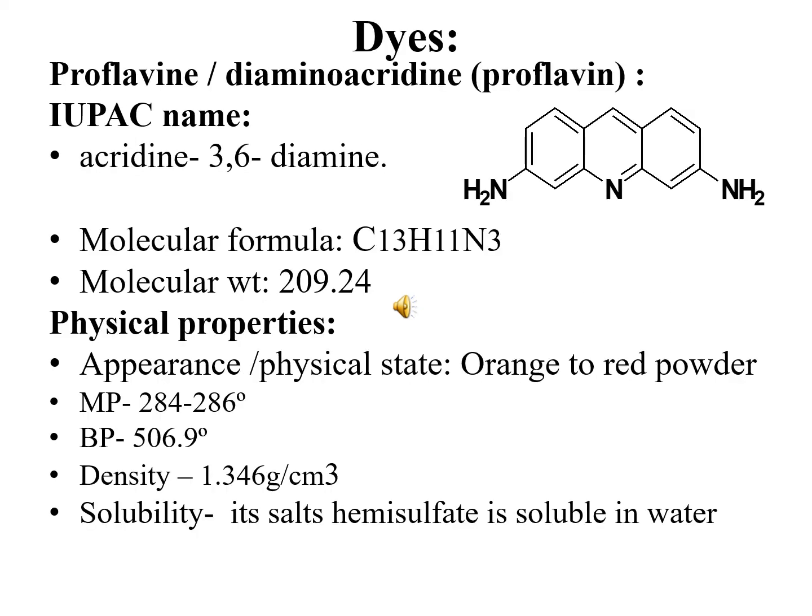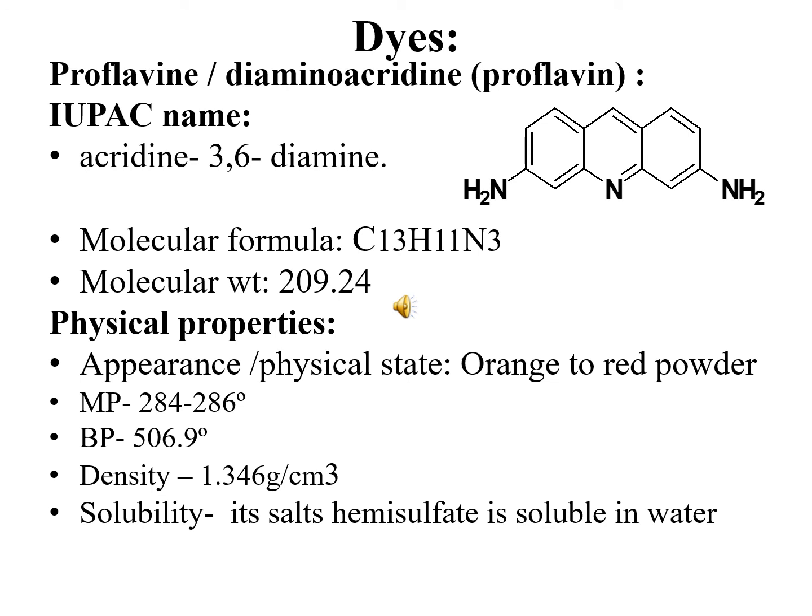The next class is dyes, and the example of a dye is Proflavine, also known as diaminoacridine, or simply by the brand name Proflavine. As we see in the structure, it contains, we can say, three benzene rings, but the middle one is somewhat different. It is a six-membered ring which contains nitrogen. So a benzene ring containing a nitrogen atom as a heterocyclic atom is known as pyridine. So in the middle there is pyridine, and the side two rings are benzene rings, total three rings.